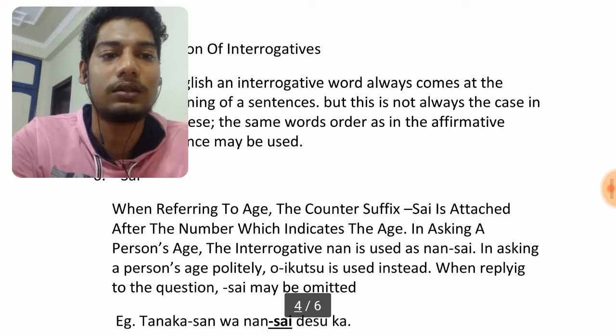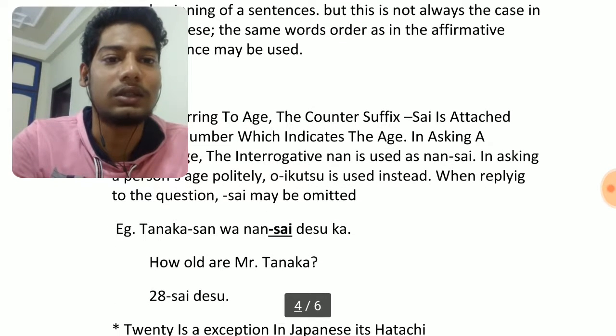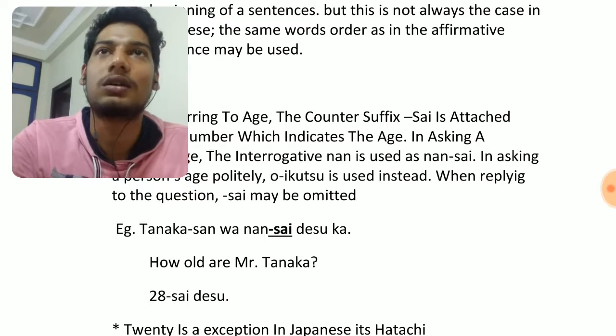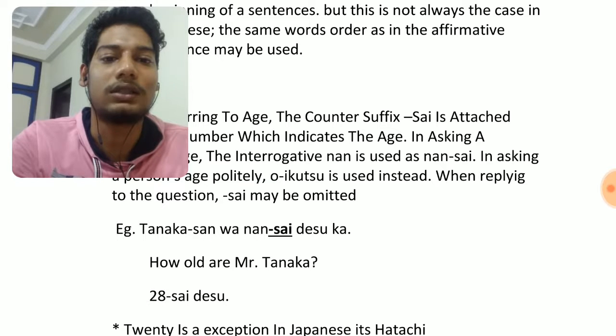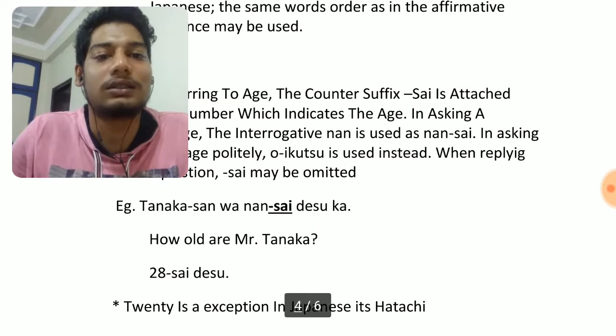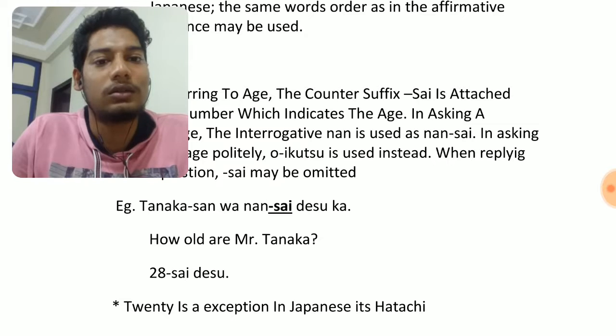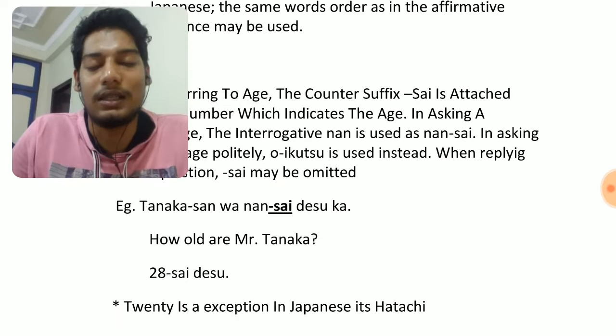Sai. I have already told you that sai is used after telling your age. Sai, but Hatachi is an exception, which is 20 in Japanese. Like Tanaka-san wa nansai desu ka? How old is Mr. Tanaka? Nijuu hassai, 28.